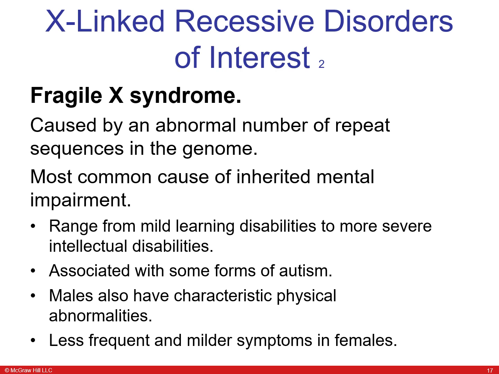Here are some more X-linked recessive disorders. So there's Fragile X syndrome. It's caused by an abnormal number of repeat sequences in the genome on the X chromosome, and it's the most common cause of inherited mental impairment. There's a wide range of phenotypes here, from very mildly affected to very severely mentally impaired. Males also have characteristic physical abnormalities, and it's less frequent and milder in symptoms in females.